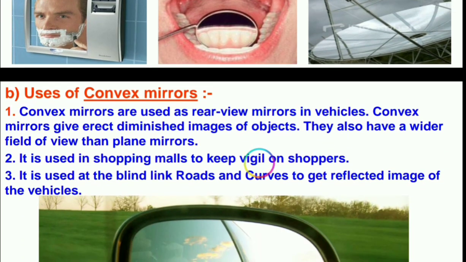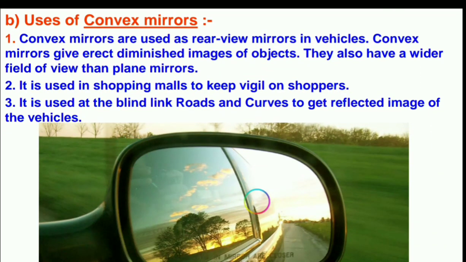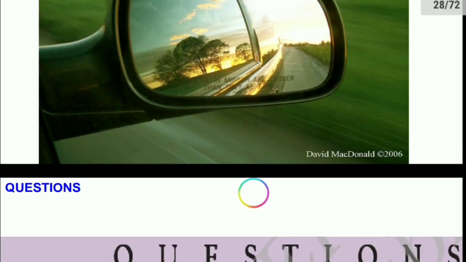Next, uses of the convex mirror. The convex mirror is used as a rear view mirror in vehicles. This question comes most of the time in the board exam: why are convex mirrors used as rear view mirrors? Answer: convex mirrors give an erect, diminished image. They have a wider field of view. So, we use them as rear view mirrors. They are used in shopping malls to keep vigilance. They are used at blind roads and curves to get a reflected image of the vehicle.